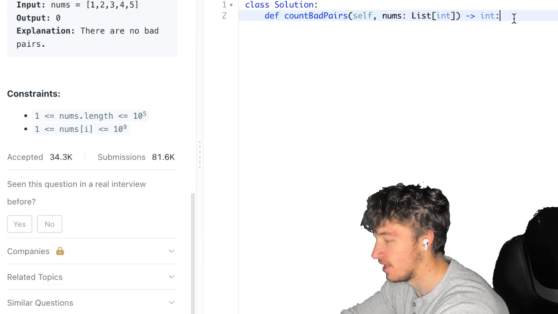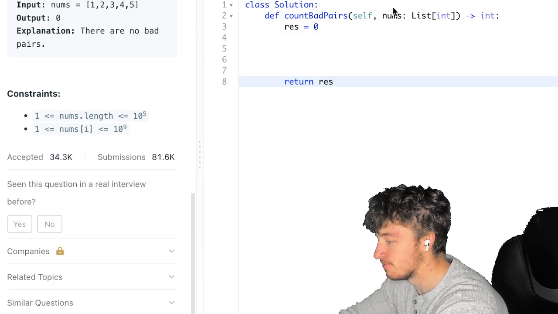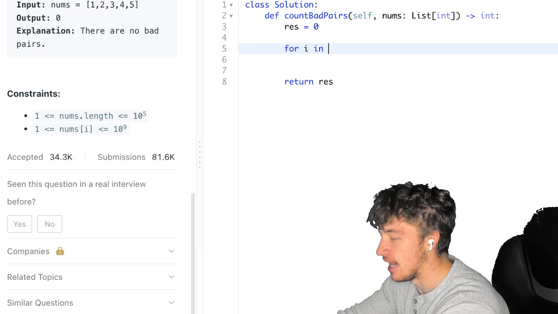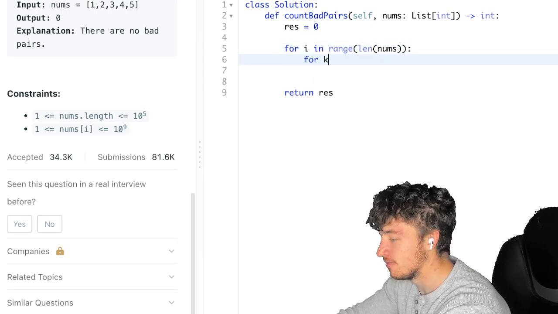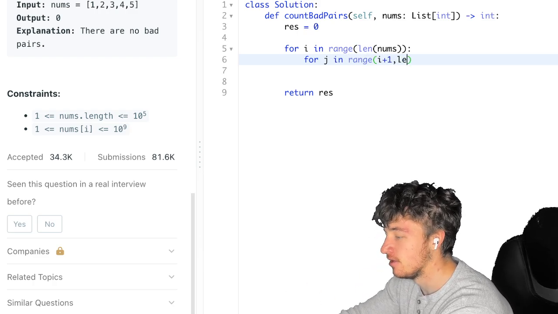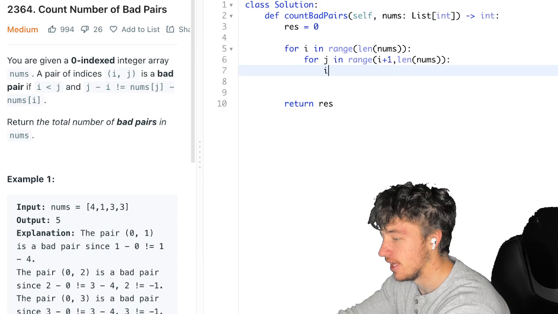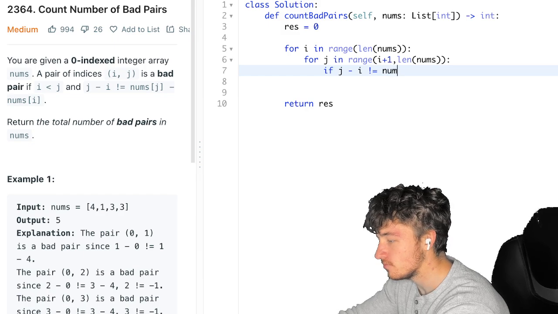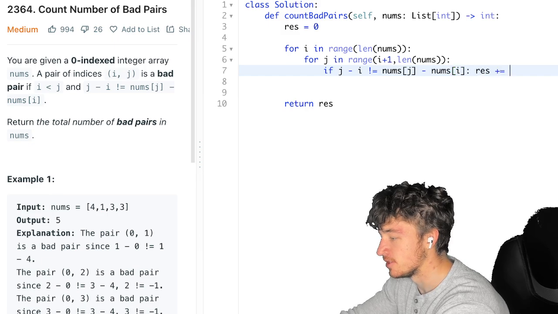Let's write it for the sake of writing it. We say res equals 0, res being the solution, and at the end we'll return res. Then we'll look at all i in range of the length of nums. I has to be less than j, so for j in range, it has to be greater than i, up to the length of nums. We'll literally put the condition in here: if j minus i is not equal to nums of j minus nums of i, then res plus equals 1.